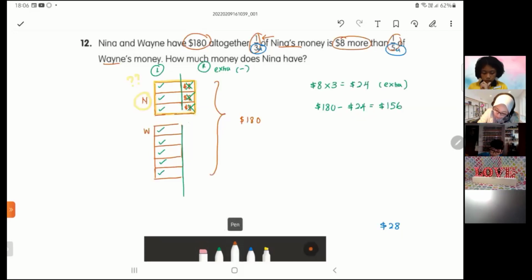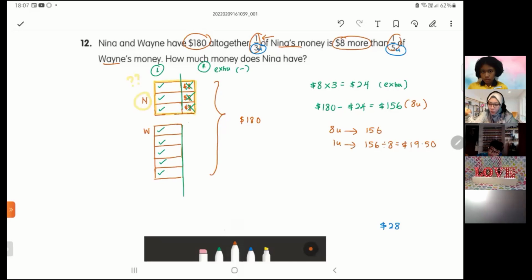I break it apart so you can see there's a gap there. Can you see? Okay, so it's just 8 units. So this is my 8 units. 8 units is 156. 1 unit is 156 divided by 8. And then when you press the calculator, you get $19.50. It's okay to have decimal because it's money.